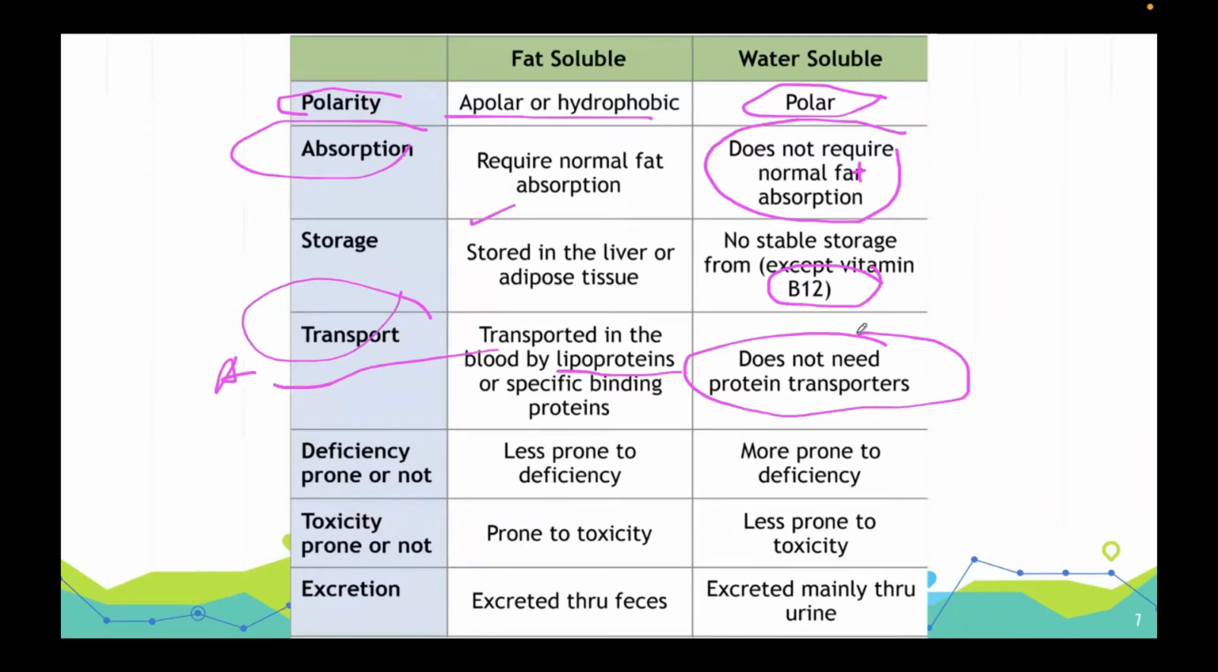Next, for the toxicity, yung mga fat-soluble vitamins natin, they are prone to toxicity. Toxicity meaning yung mas madami yung amount of that vitamin na na-intake mo, it can be toxic to your body. Next, yung mga water-soluble vitamins natin, they are less prone to toxicity. And lastly, yung excretion natin, how they exit in our body, your fat-soluble vitamins, they are being excreted through your feces or your stool. And yung water-soluble vitamins natin, they are excreted mainly through your urine.